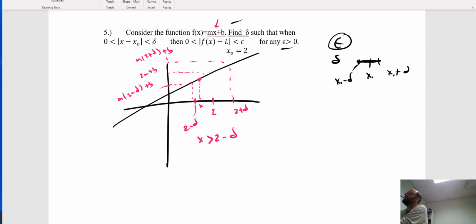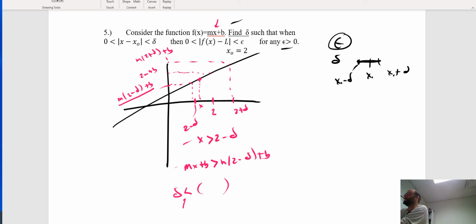And notice that the function is above this, which allows us to write the following. mx plus b, our function, is greater than m times 2 minus delta plus b. Now, if you solve this one for x and compare to this, that should allow you to write a statement that says it'll look like you should end up with delta less than some expression with epsilon in it.